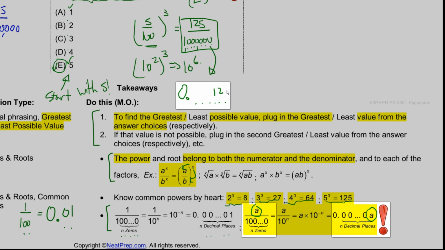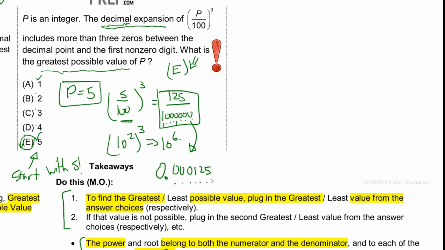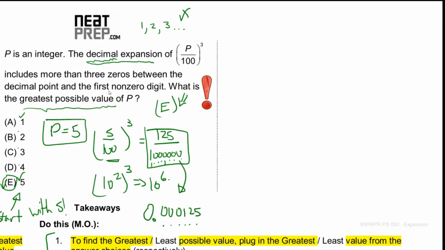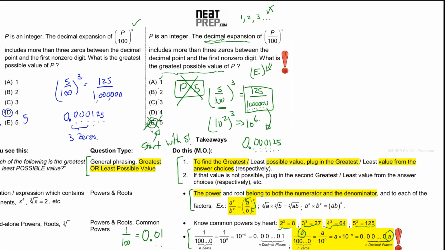If we combine all of these pieces of information, we can see that if p equals 5, then the decimal expansion is 0.000125. However, please note that the question required that there be more than 3 zeros between the decimal point and the first non-zero digit. 0.000125 has exactly 3 zeros between the decimal point and the first non-zero digit, which is 1. Therefore, p cannot be 5 and answer choice E is eliminated.